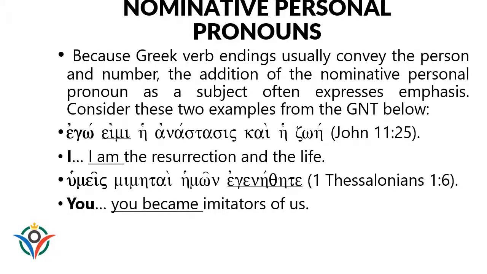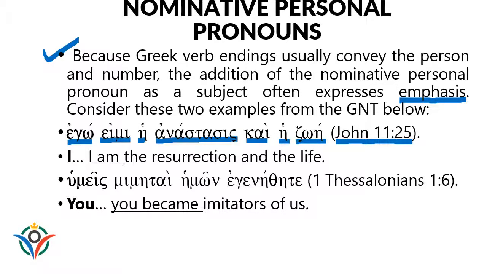Let's begin by looking at the use of the nominative personal pronouns. So it says there, because Greek verb endings usually convey the person and number, the addition of the nominative personal pronoun as a subject often expresses emphasis. So consider these two examples from the Greek New Testament below. The first one comes from John 11:25, where the Greek reads, ego eimi he anastasis kai he zoe.